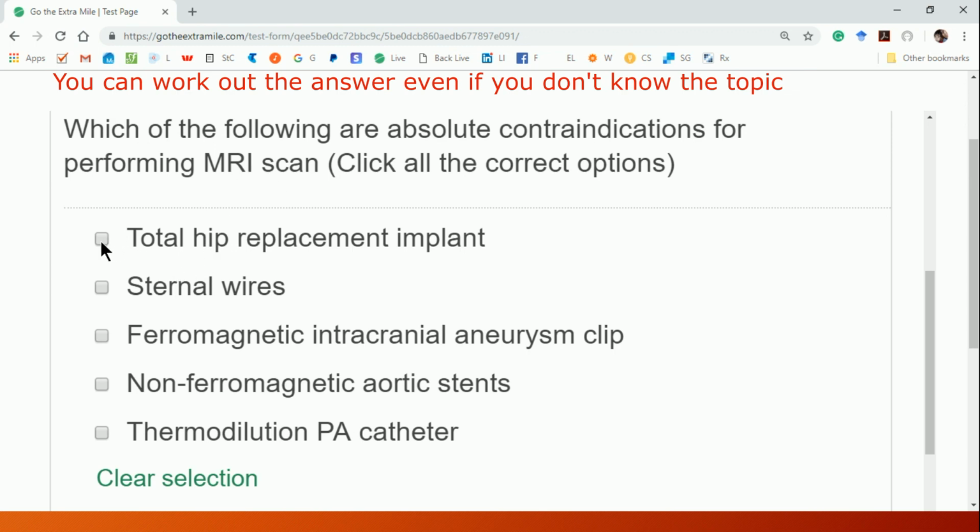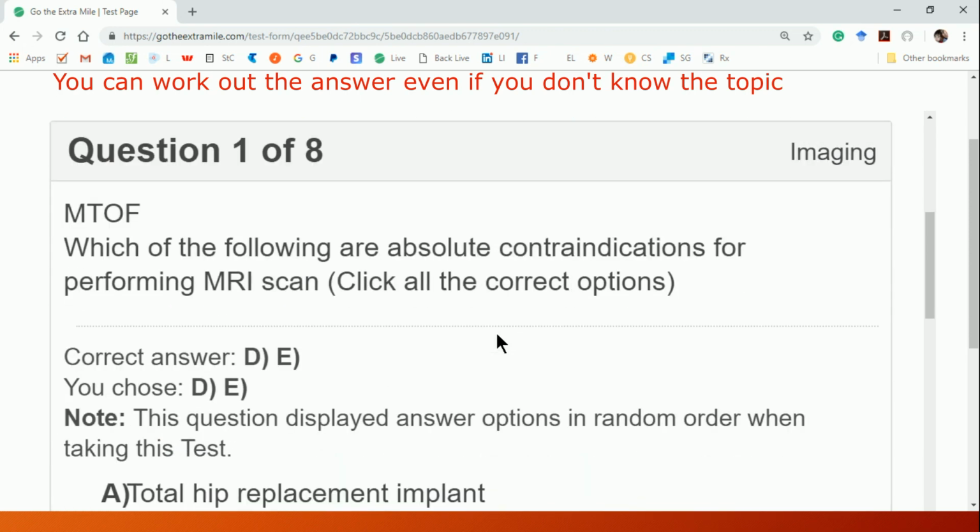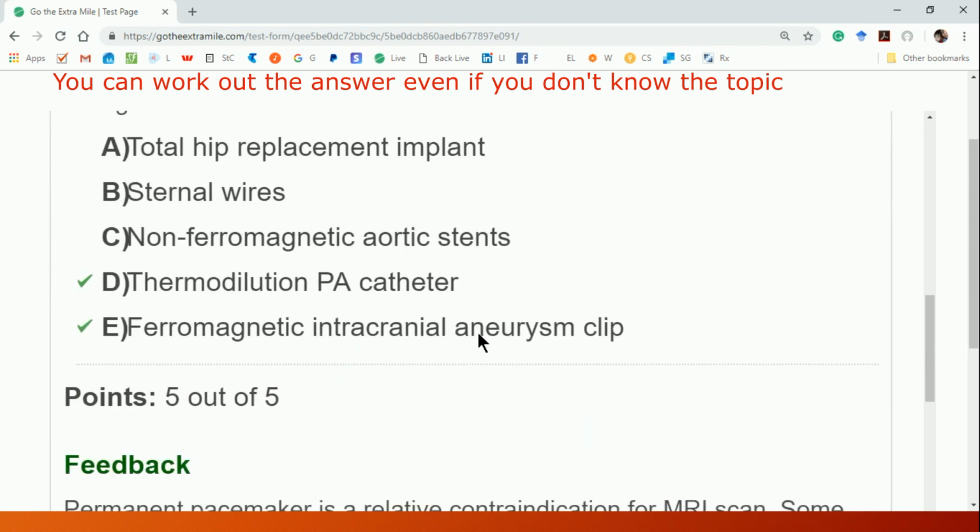I am thinking that hip replacement can't be a contraindication. There are a lot of people out there with hip replacement grafts. Sternal wires can't be a contraindication for the same reason. Something which is magnetic, well, I think would be a contraindication. Non-magnetic, I would say not a contraindication. A PA catheter has a metallic coil. I am going to say it is a contraindication. Let's see how I go. Oh well, there you go. We got that one right.